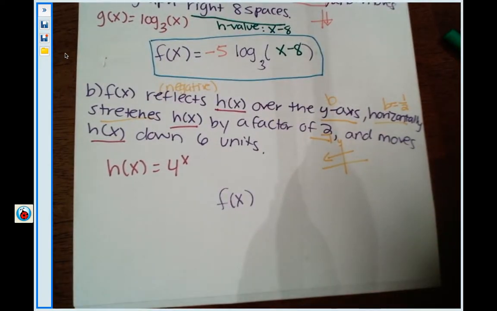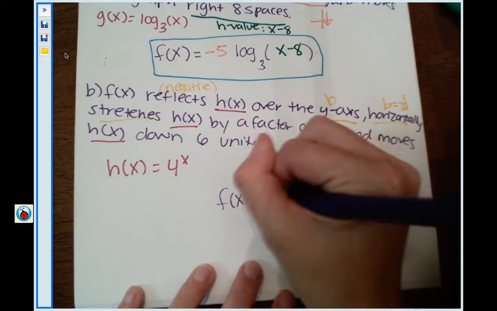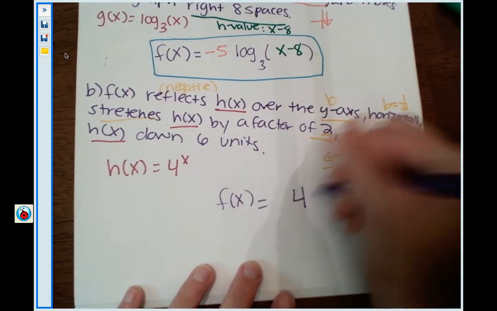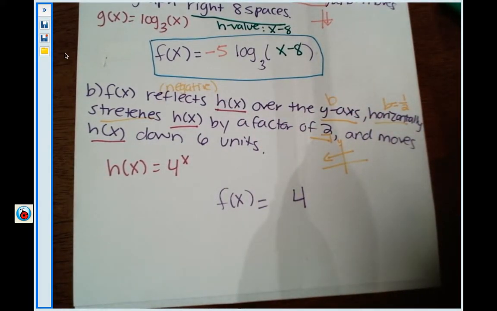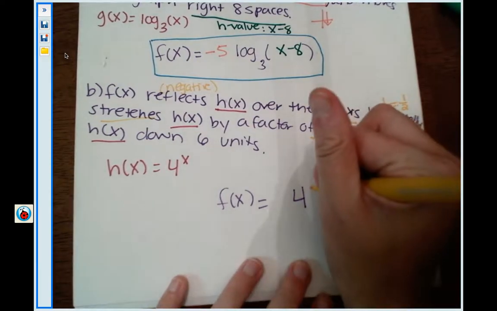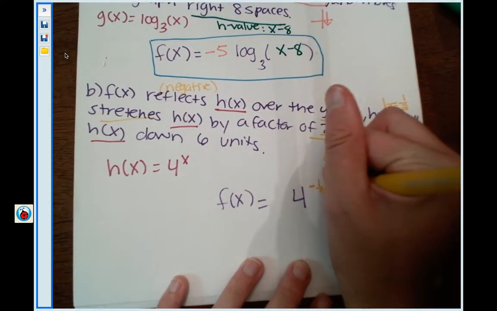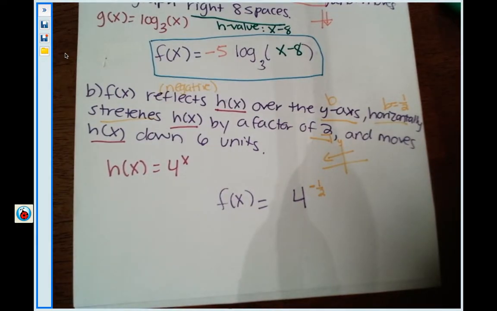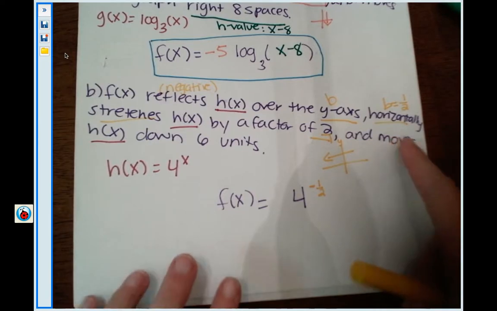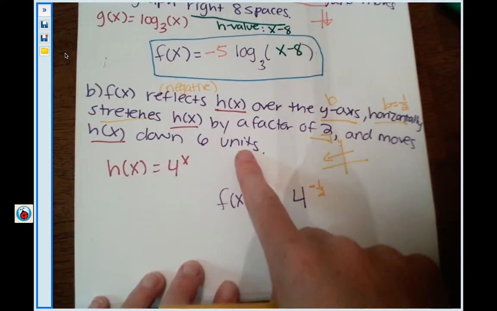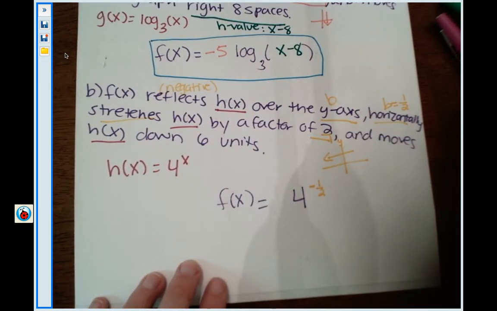So I'm going to go ahead and start setting that up. We have 4, and in my exponent, I know I'm going to have a negative 1/2, so I'm going to set it up. I'm not going to fill anything else out yet, so we're not putting x's in yet, nothing else. Then it says, and moves h of x down 6 units.